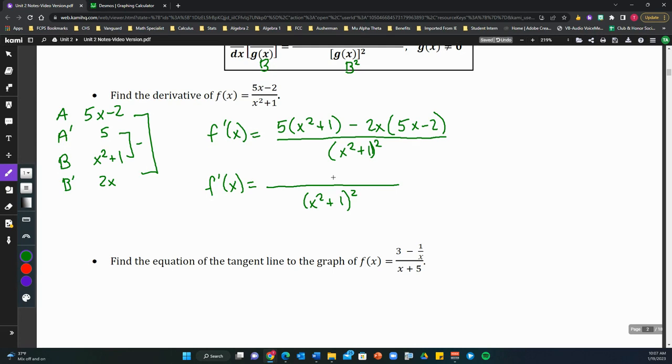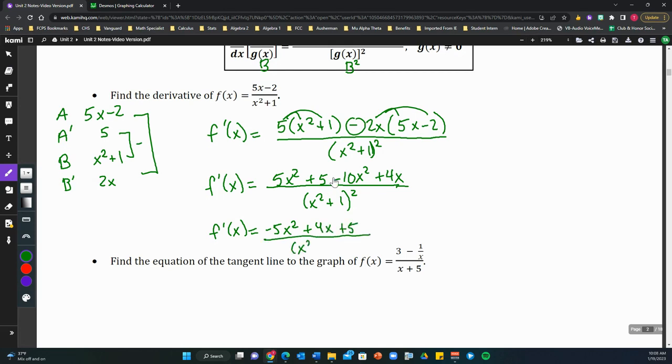Very rarely will I do anything to that bottom, but the top guy I am going to distribute, and then we can combine these like terms. So I get 5x squared plus 5, and then minus 10x squared plus 4x. So do remember about the negative that you're sending in when you do that. And so our final form in this case would give us negative 5x squared plus 4x plus 5 all over x squared plus 1, quantity squared. So that's how I'm going to leave it.